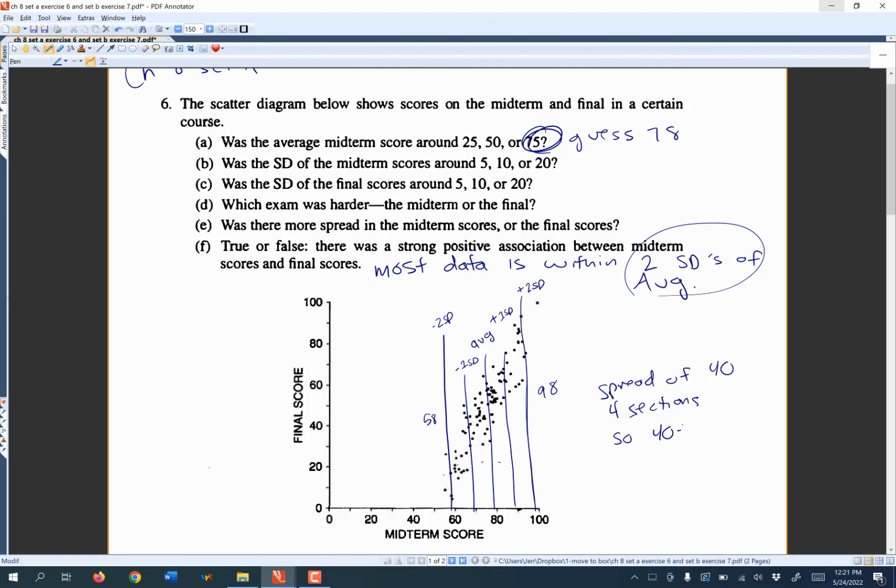So 40 divided by 4 gives me 10. So I'm going to guess the standard deviation is about 10. And so I guessed 10. And well, that was one of the choices.